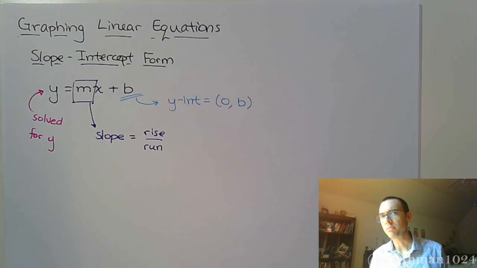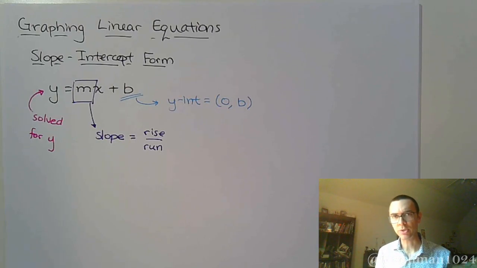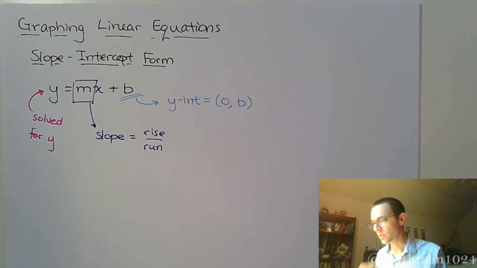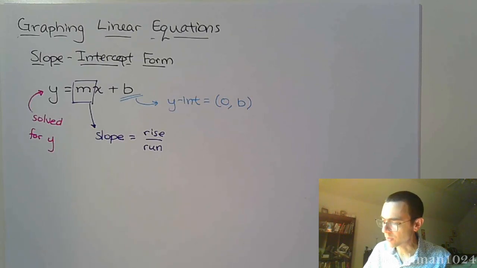Now what you need to understand is that b itself is not the y-intercept. The y-intercept is the point where the line crosses the y-axis. So it's a point, and as we know, points must be given as ordered pairs. We're going to talk about the slope in just a moment as well. So that's one of the big forms we have, the slope-intercept form.